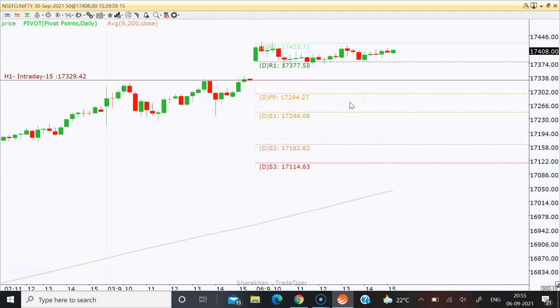Any dip towards 17,000 or 17,200 will be a buying opportunity only. But at the current market price, there is no buying and no selling as well. Selling will start from 17,300. Below that only selling will start, friends. So this is what I want to share with you guys.